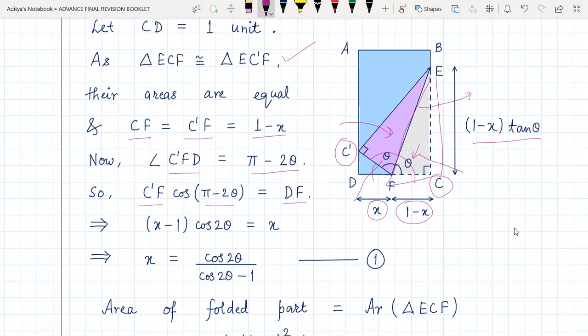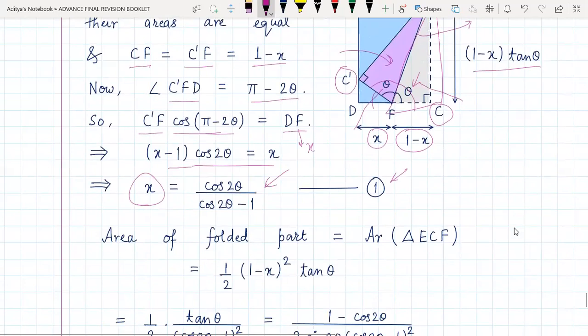Now we will just substitute in the values. So this is actually equal to 1 minus x, this will become minus cos 2 theta, and of course, DF is nothing but x. So that's how we have written this expression, and rearranging and dividing, we get x equal to this quantity in terms of theta. Now this is what we are calling equation number 1. Now the area of the folded part would obviously be equal to the area of triangle ECF, which can be written by half into base into height as this quantity.